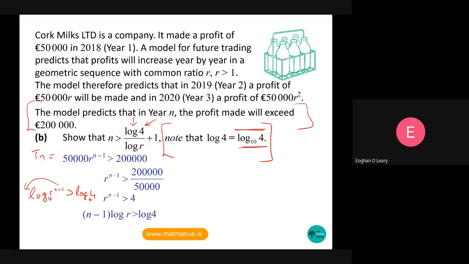N minus 1 times log R is greater than log 4. I'm keeping an eye on my answer. I'm kind of happy enough. I'm dividing both sides by the log R. That's great because I know that R is greater than 1. I'm okay with this. I don't have to worry about changing my sign.